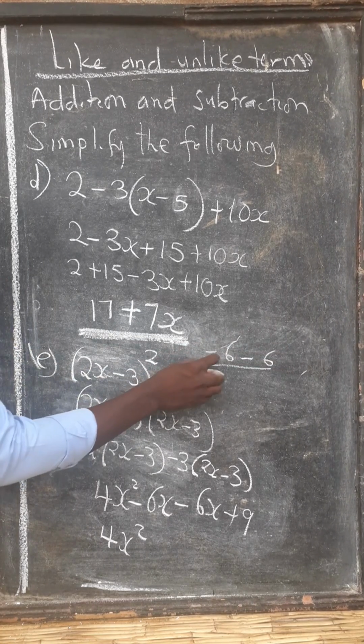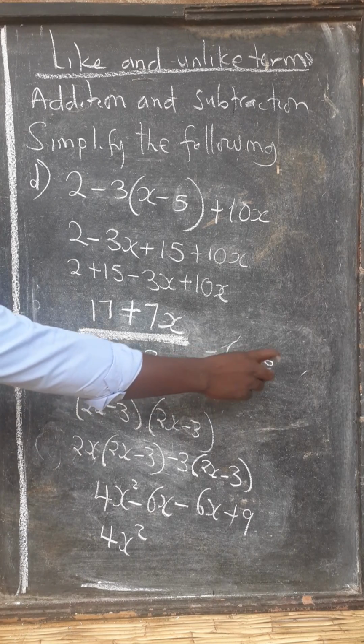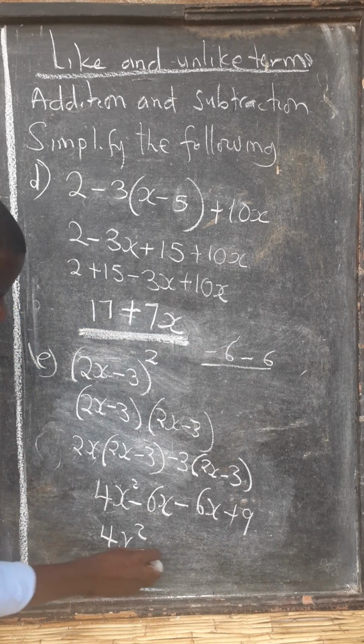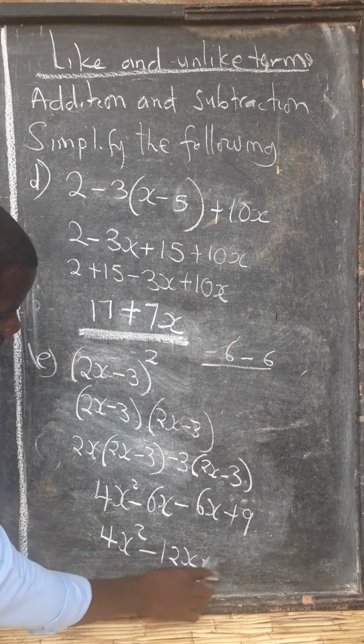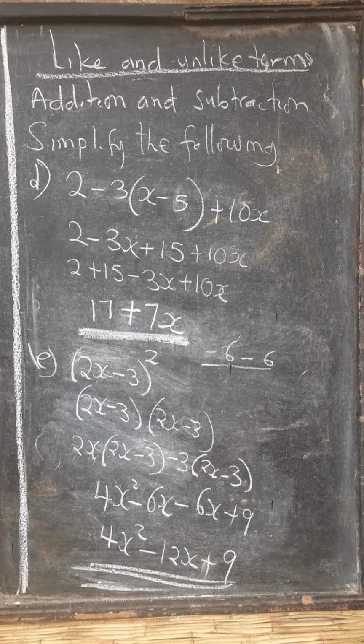How do we simplify this one? These are the same. These are like terms. It's like we are adding the two, so they are going to give us minus 12. So here you write 4x squared minus 12x plus 9. This is what is going to be expected of you.